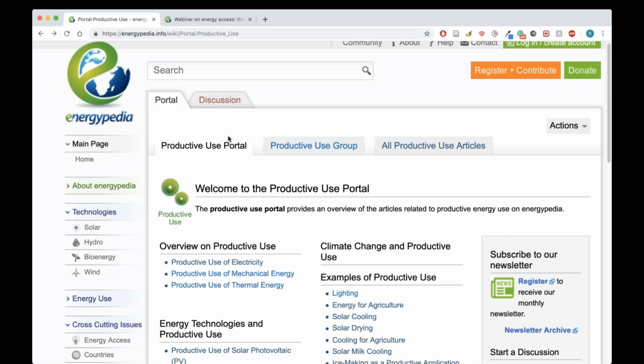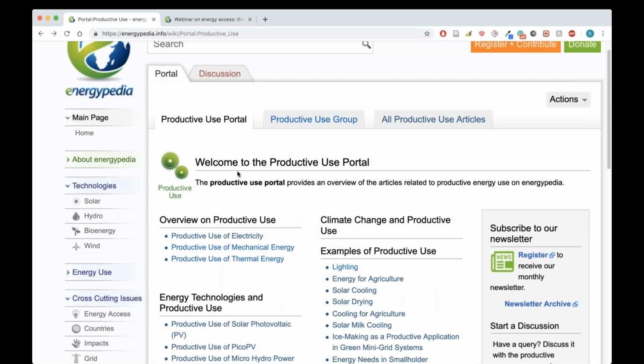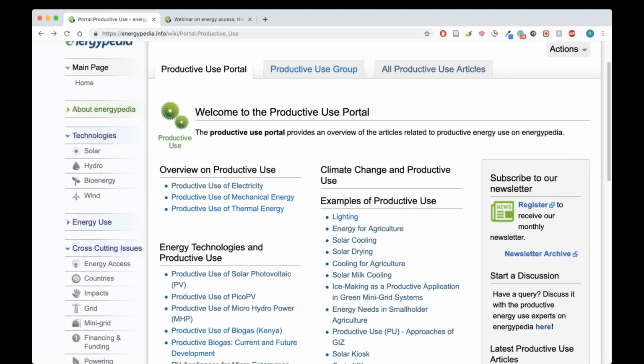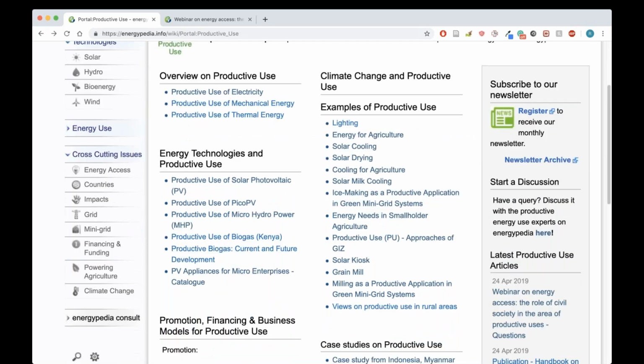Energypedia is a platform where you can find free information on different topics, and one of them is the productive use portal. On this portal, you can look at different topics and sub-themes within productive use. We invite you to have a look, and if you have resources, such as publications or articles related to this topic, we invite you to share them with us, and we'll feature them here.